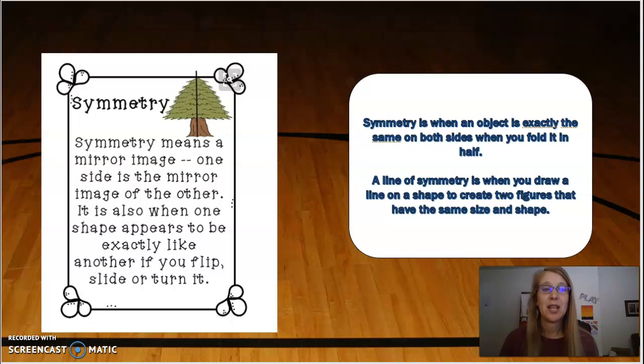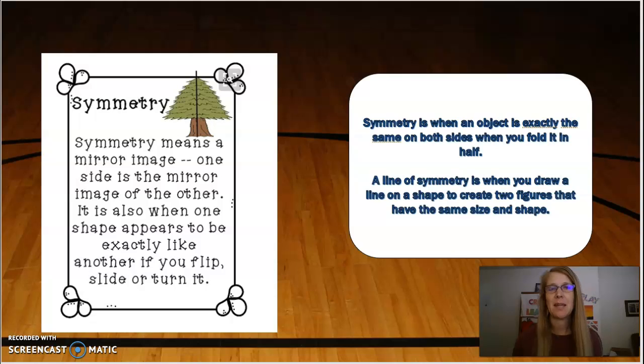It's also when a shape appears to be exactly the same if you flip it to the side or turn it. Symmetry is also when an object is exactly the same on both sides when you fold it in half. That's what mirror image means. It's exactly the same on both sides. And a line of symmetry is when you draw a line on a shape that creates two figures that both have now the same size and shape.